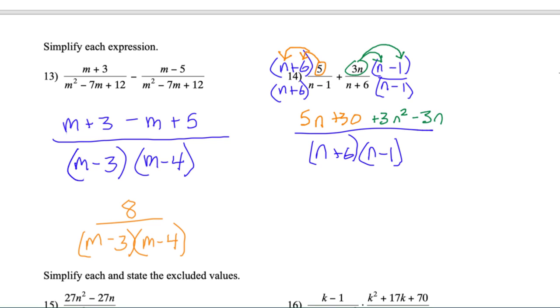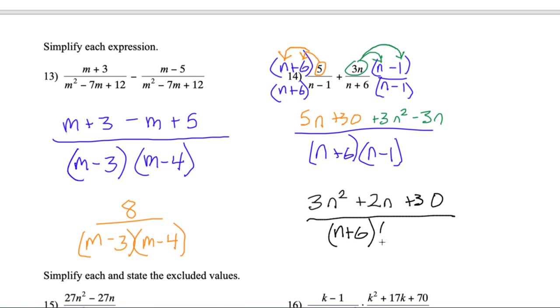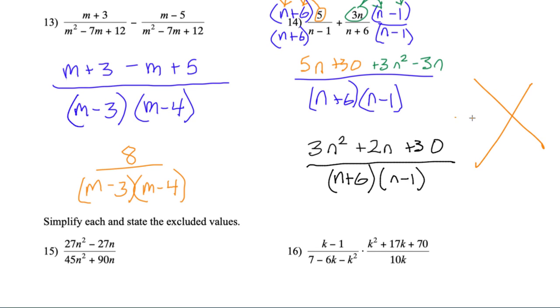If I simplify that all into one number, I notice that it's going to be 3n squared plus 2n, because I'm combining the 5n and the negative 3n, and that's going to be plus 30. All that is going to be divided by n plus 6 times n minus 1. But this top might be able to be factored, so let's check it. Can it be factored? If it can be factored, it's going to be factored with an advanced ninja star.